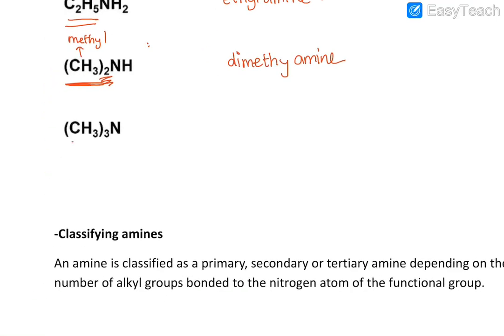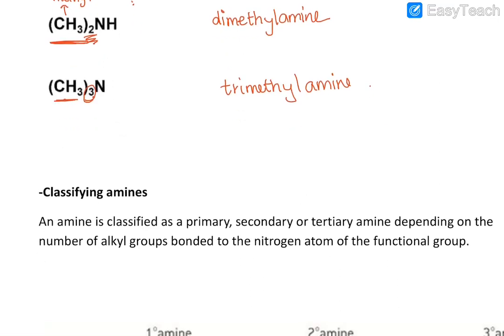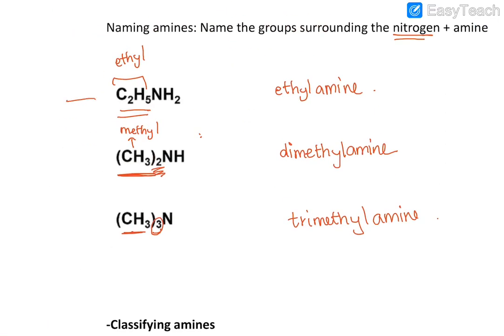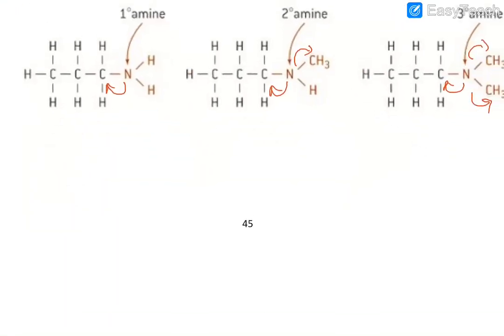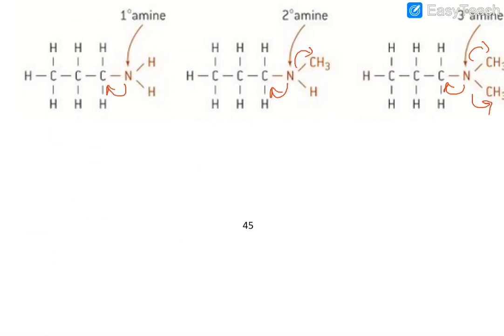And here you have methyl again, but you have 3 of them. So this is trimethylamine. And so this is a primary amine, this is a secondary amine, and this is a tertiary amine. Let's try to name these ones now. So here you have 1, 2, 3 carbons. So this is a propyl chain. So propylamine.